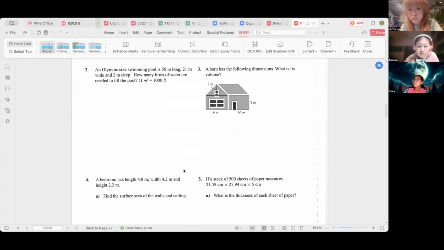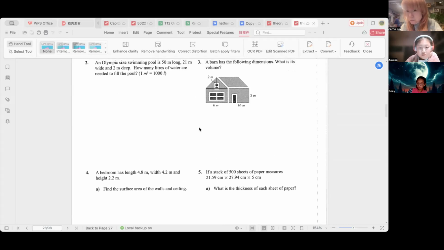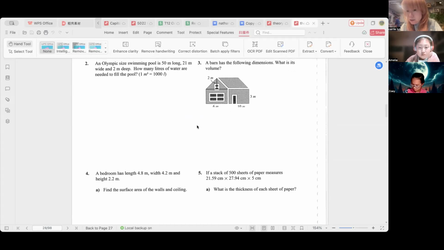Okay, so word problem. An Olympic-sized swimming pool is 50 meters long, 20 meters wide, and 2 meters deep. How many liters of water are needed to fill the pool? So it is exactly the same as what? Exactly the same. You calculate the volume and change it into liters. 1 meter cube equals 1,000 liters. So you calculate the meters cube, and convert it into liters. Get it? Number 3 is exactly the same thing.